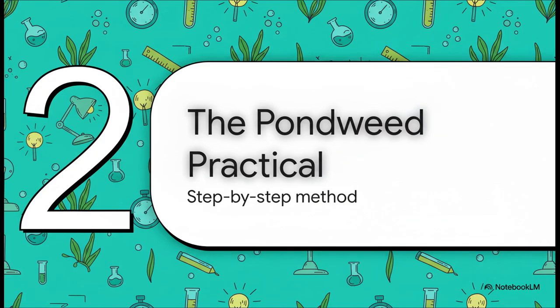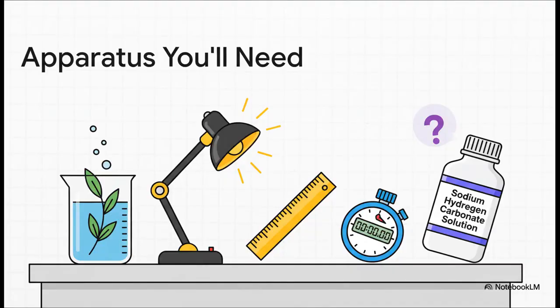This is your how-to guide, your step-by-step for doing the experiment and getting some really solid, reliable results in the lab. Here's the standard kit you're going to need. You've got your piece of pondweed, a beaker of water, a lamp of some kind, a ruler to measure the distance, a stopwatch for timing, and this chemical here, sodium hydrogen carbonate solution.